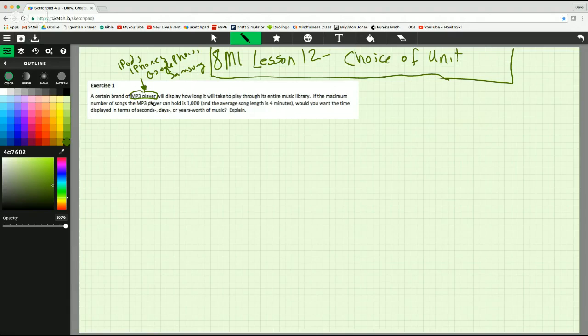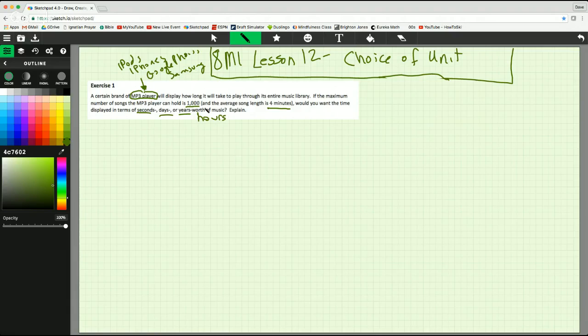An MP3 player, an iPod, an iPhone, a Samsung phone can hold 1,000 songs that average 4 minutes. So now they want to convert that into seconds, days, and years. And we'll also do hours. And then we'll figure out what we want to use to describe how much music that is.